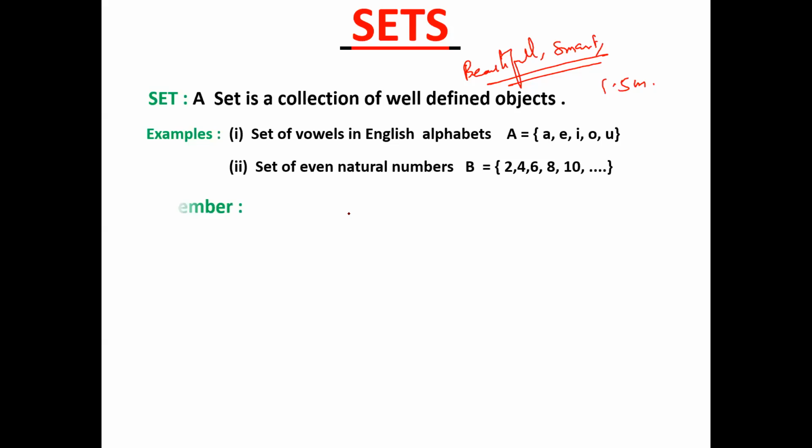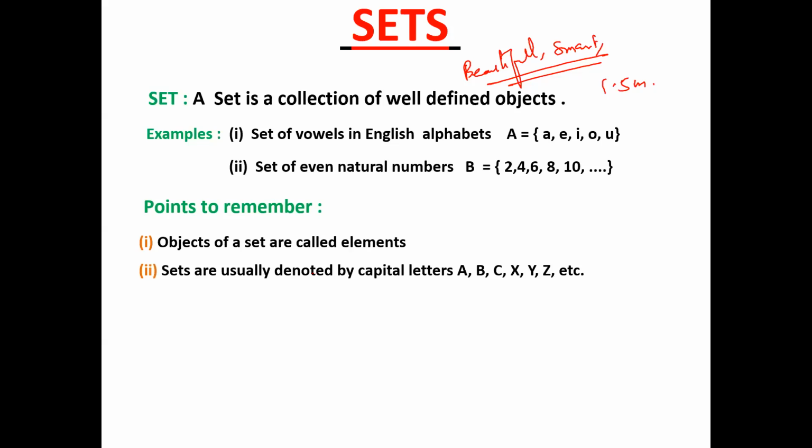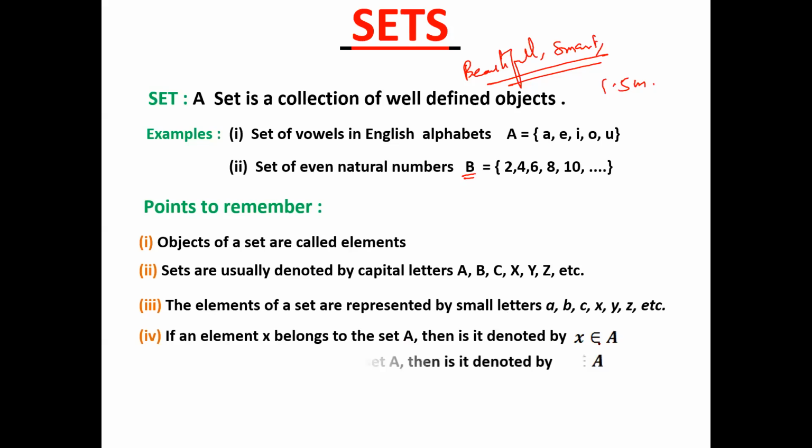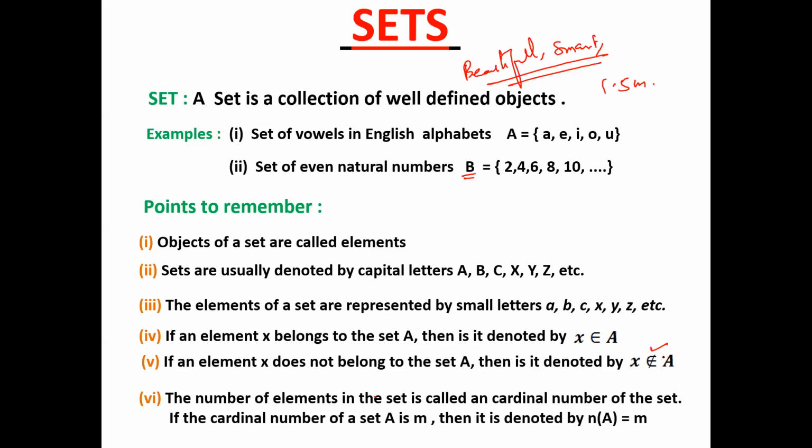So the following are examples of subsets. The objects of a set are called elements. The set name is usually kept in capital letters. The elements of the set are represented by small letters. If an element x belongs to the set A, then it is denoted by x in A. If an element x does not belong to the set A, then it is denoted by x not in A. How many elements are there in the set is called the cardinal number of the set.